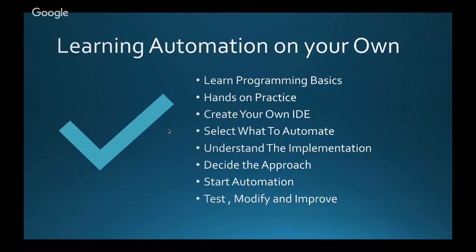Then understand the implementation. You have to understand how exactly you're going to implement the automation, the whole structure of the automation which you're going to implement. It includes different kinds of techniques and frameworks, and then you have to decide upon the approach. Will it be a modular approach? Will it be a hybrid approach? Will it be a functional approach? Or will it be a mix and match? So you have to decide upon different implementation techniques and frameworks.